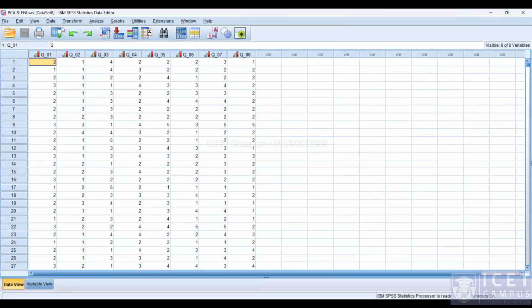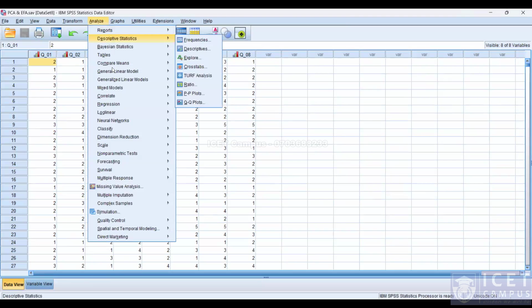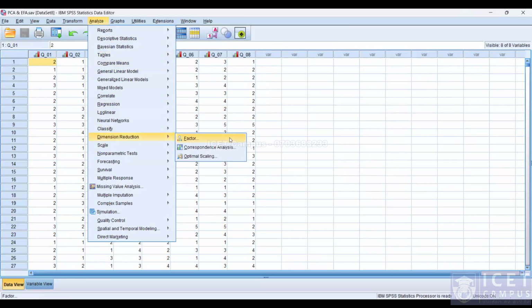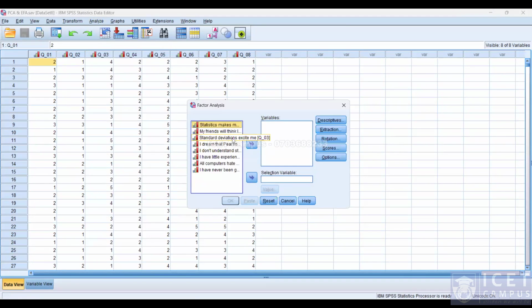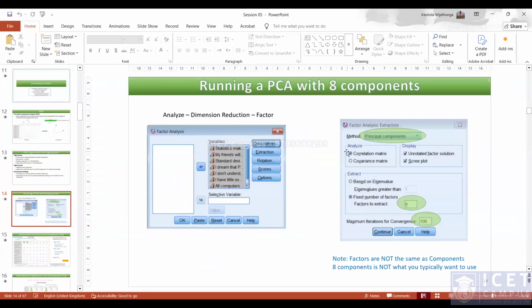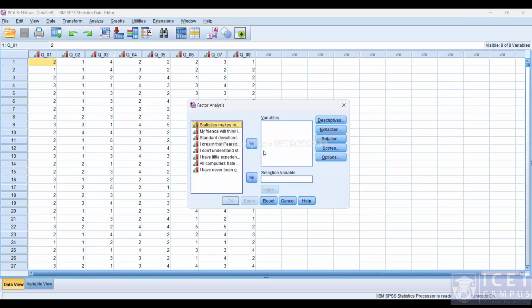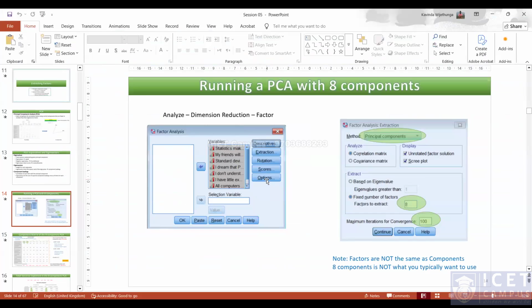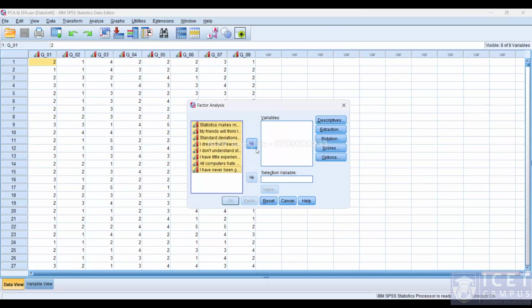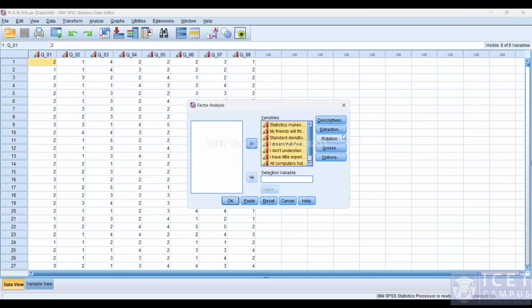Then we go to Analyze, Dimension Reduction, Factor. That is the way we have to do it. Then we can go for principal component analysis, factor analysis. We select all the items, that is okay.